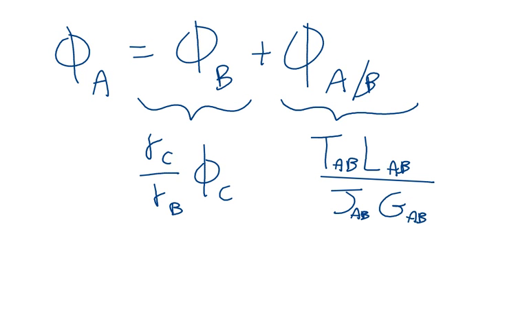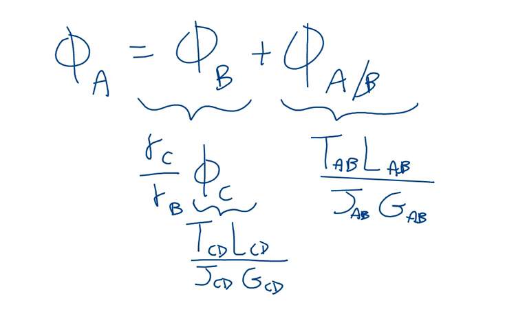Because AB and CD can be completely different materials, different radii, different lengths, and so on and so forth. Okay? So how do I determine phi C? That's the amount that C is going to rotate by. That's going to be the torque in CD times the length of CD over J of CD, G of CD. And the only unknown here really is going to be the torque in CD.